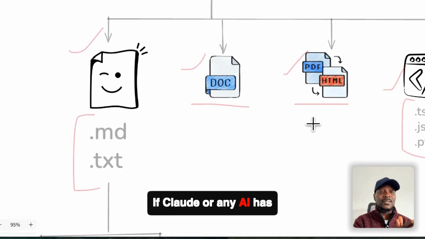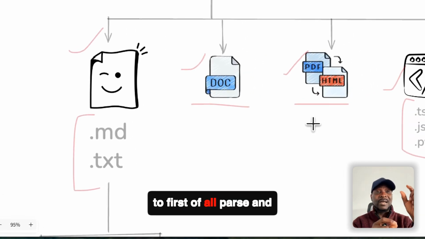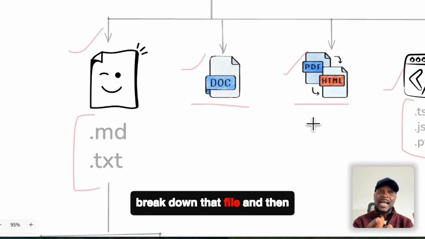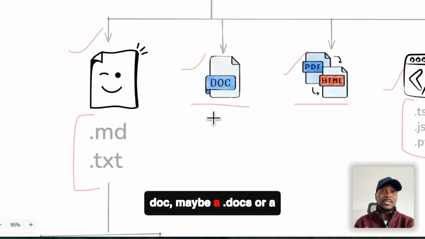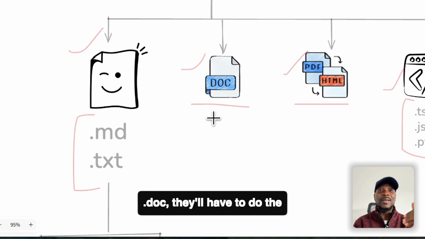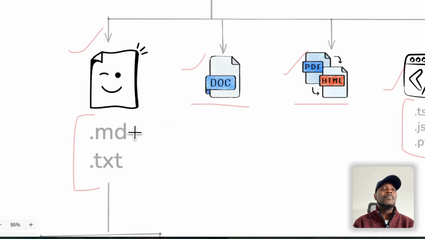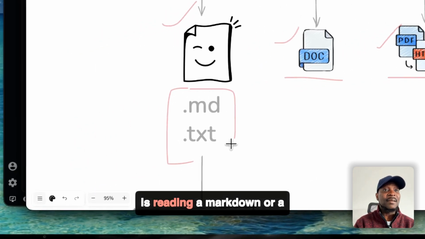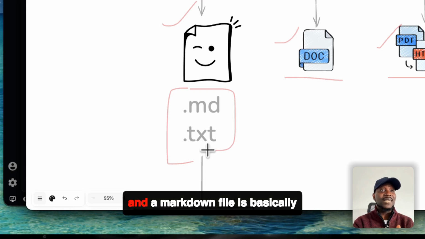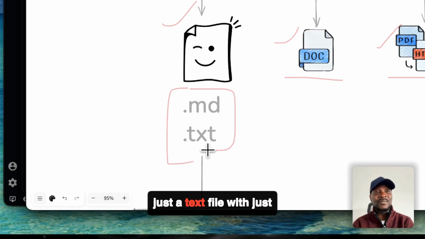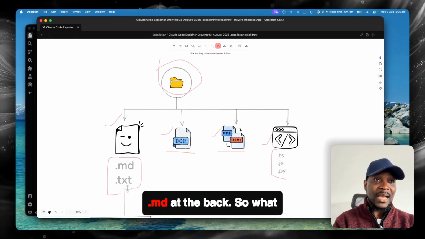Claude or any AI has to read a PDF. They have to first of all parse and break down that file, and then they read the content. If they have to read a doc, maybe a .docx or a .doc, they'll have to do the same thing. But when any AI is reading a markdown or a .txt file, it doesn't need all of that. And a markdown file is basically just a text file with just .md at the back.